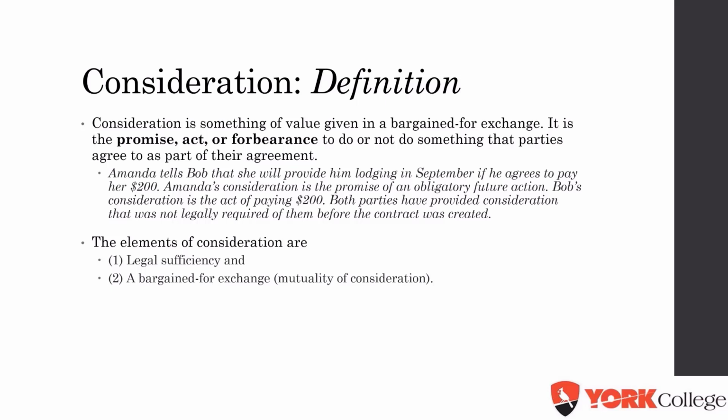It's a promise, act, or a promise not to act as part of an agreement. So the elements are, it has to be legally sufficient and there has to be consideration on both sides. We call this a bargain for exchange. So let's go into each of these elements of consideration in more detail.